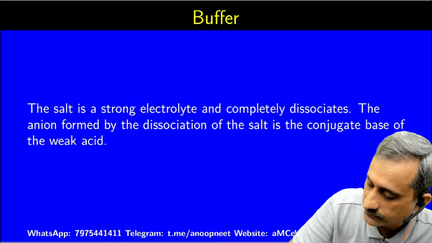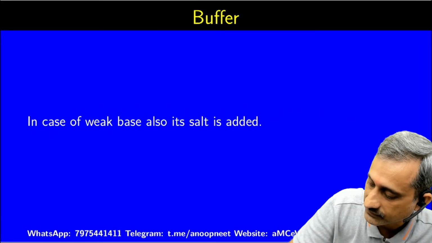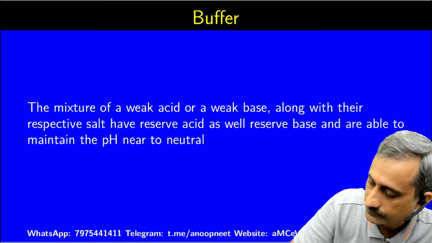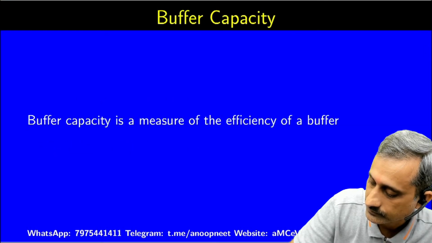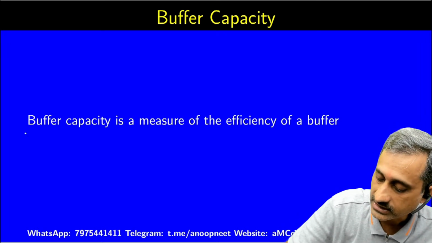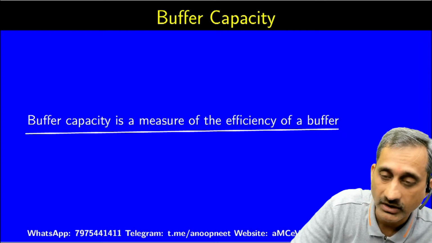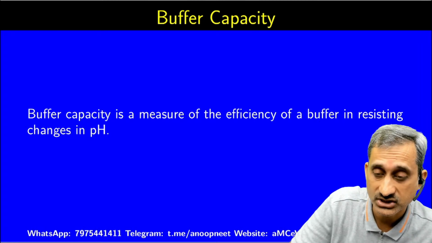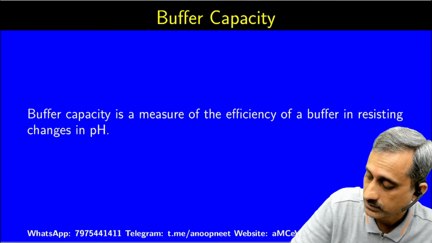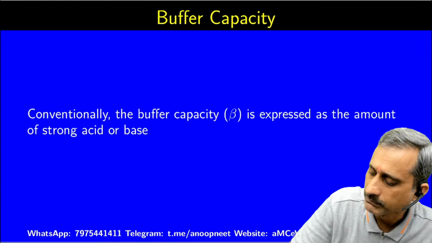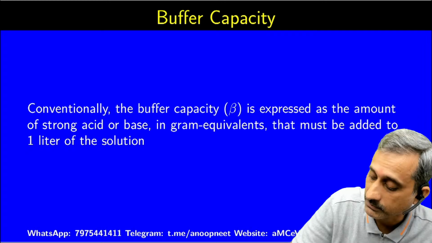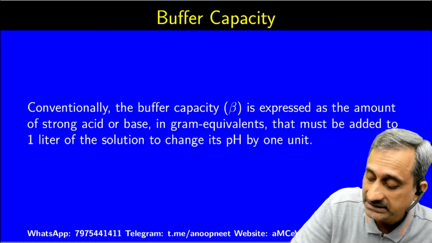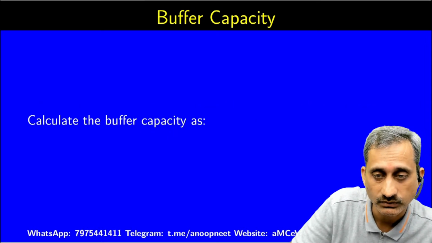So here we have the entire definitions and explanations and all. Now there is something called buffer capacity. It's a measure of efficiency of a buffer. That is how much acid or a base it can consume before it shows a significant change in pH. Conventionally, the buffer capacity is expressed as the amount of the strong acid or a base in gram equivalents that must be added to change the pH of 1 liter of the solution by 1 unit. That is what we have as the buffer capacity.